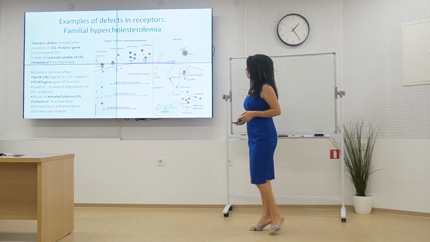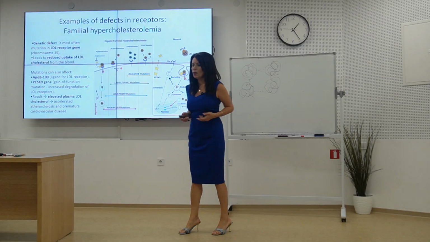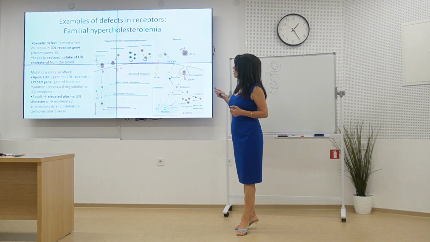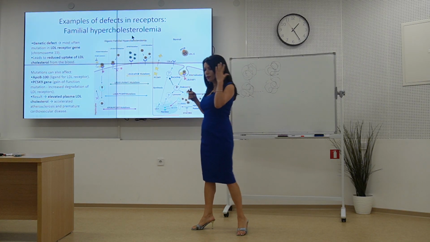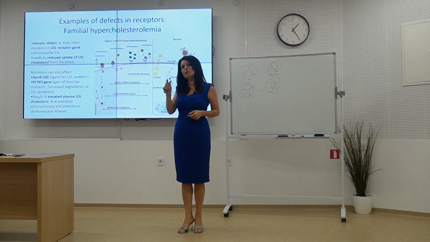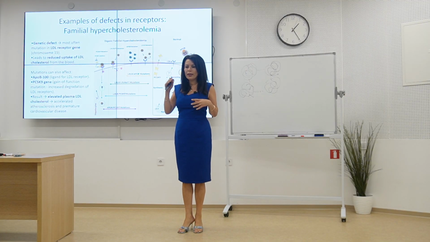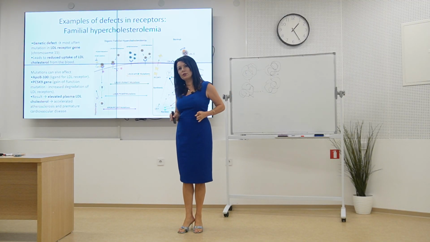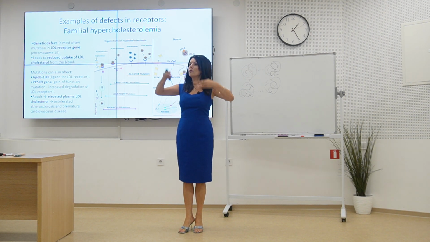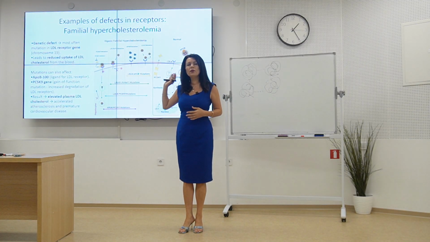The second example of defects in a receptor is another disease, which is called familial hypercholesterolemia. Let's see one by one the parts of the words. Familial. What does it mean, familial? Must be genetic, must be in the family, must be inherited. This means an inherited disease. Hyper, too much, high level.